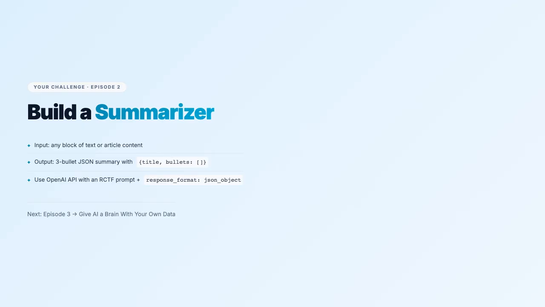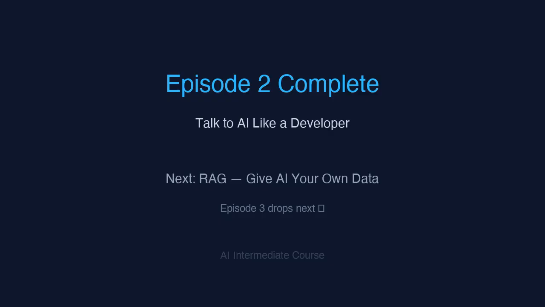Next episode, we go deep on RAG, how to give AI your own data so it stops hallucinating and starts being actually useful for your real world problems. See you there. That's episode 2. You now know how to call AI directly through the API. No browser, no chat box, pure code. In episode 3, we go deep on RAG, how to give AI your own data so it stops hallucinating. See you there.